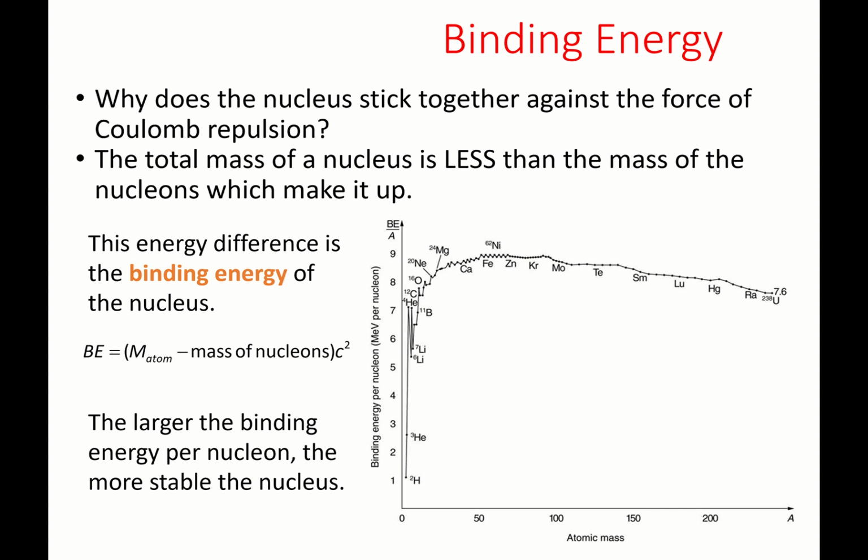So how do we calculate the binding energy? Well, the binding energy is the difference between the mass of the atomic nucleus and the mass of the nucleons, and then multiplied by c squared. Why do we do that? Remember Einstein from a couple of modules ago, E equals mc squared. So we take that mass difference, multiply by c squared, and that gives us the binding energy.